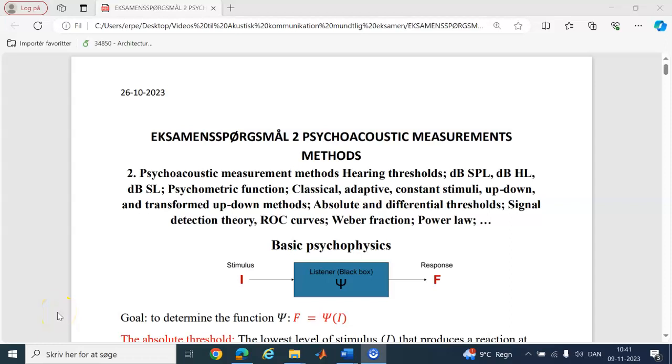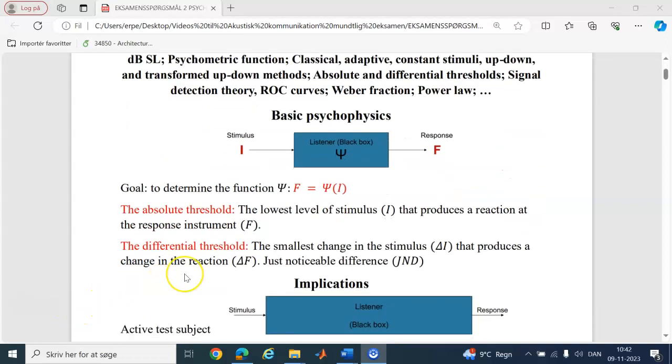Psychoacoustic measurement methods. I will go through psychoacoustic measurement methods, hearing thresholds, dB SPL, dB HL, dB SL. Some of them: psychometric function, classical adaptive, constant stimuli, up-down and transformed up-down methods. Absolute and differential thresholds, signal detection theory, ROC curves, Weber fraction, and power law. So many things.